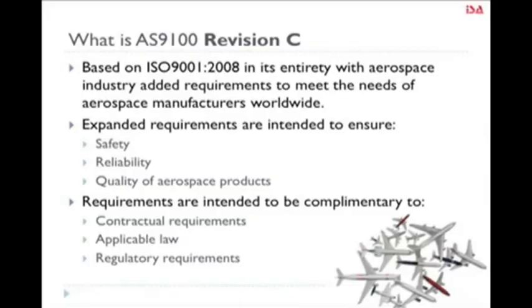Earlier this year, the International Aerospace Quality Group, IAQG, released Revision C to AS9100, the Aerospace Quality Management System standard. The revision marks the first major change to the standard since its initial release in 1999. AS9100 is based entirely on ISO 9001:2008, and it additionally tacks on aerospace industry requirements. These requirements were placed to ensure safety, reliability, and the quality of aerospace products.